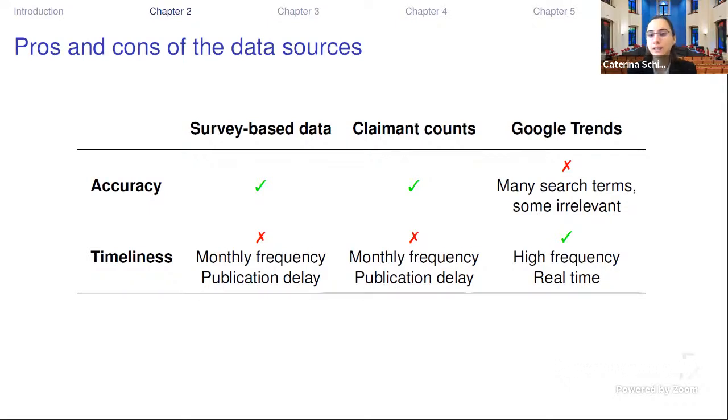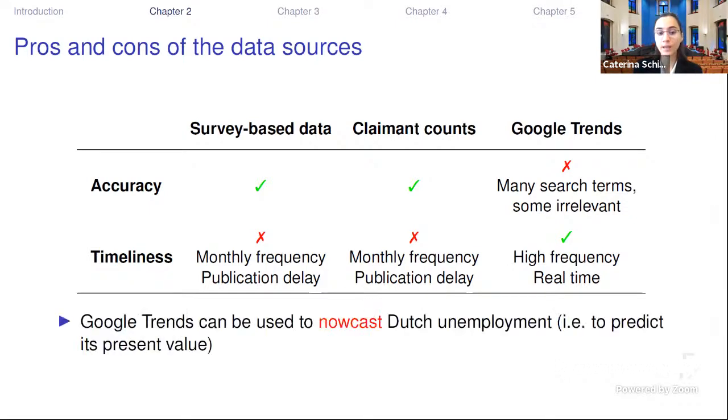But they have the great advantage that they are available at a very high frequency, up to a daily basis and in real time, which means that today, on the 4th of November, we can already use the information coming from the Google Trends in order to understand what is the current level of unemployment, instead of just waiting for the data release of survey and claimant counts in December. And for this reason, Google Trends can be used to nowcast Dutch unemployment, which means to predict its present value.